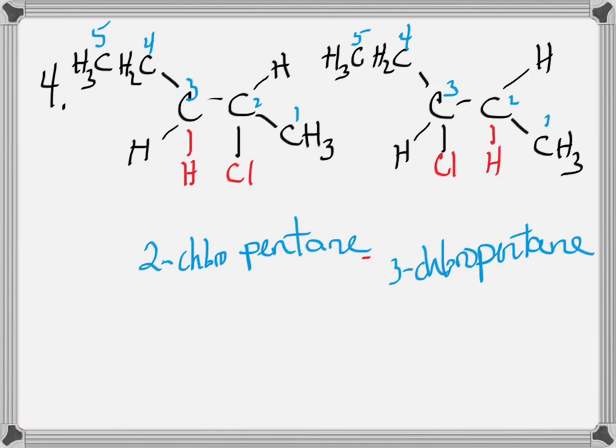So now that we have the 2 names done, we have 2-chloropentane and 3-chloropentane. If you're just looking to find out what are the possible products, both of these are possible products. If you want to know which one's more likely to occur, i.e. you're going to use the Markovnikov rule, then we have to investigate this just a little bit farther to figure out if 2-chloropentane or 3-chloropentane is the more common product.